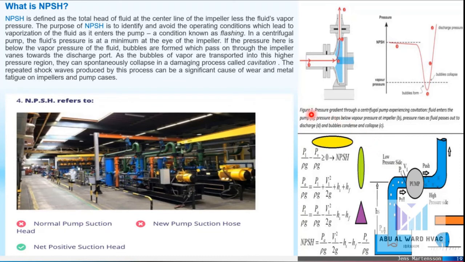So the NPSH is, by a formula, PA divided by rho G, minus V1 squared divided by 2G, minus HS, minus HF, minus PV divided by rho G. This is vapor pressure and this is atmospheric pressure and this is the velocity pressure. And here is suction head and friction head.